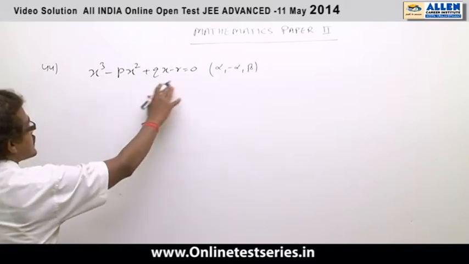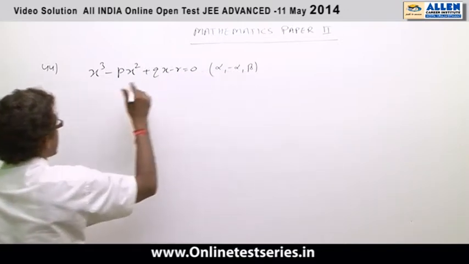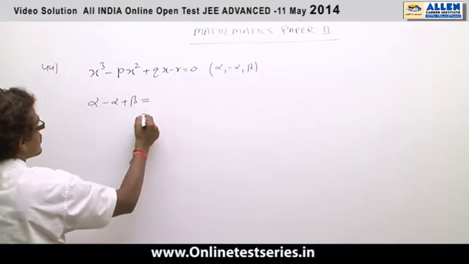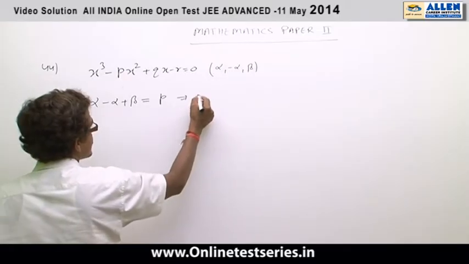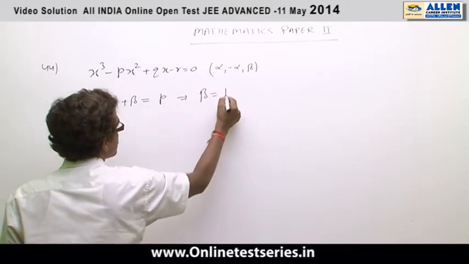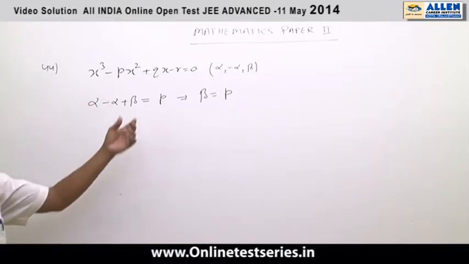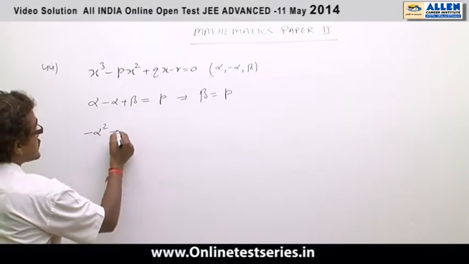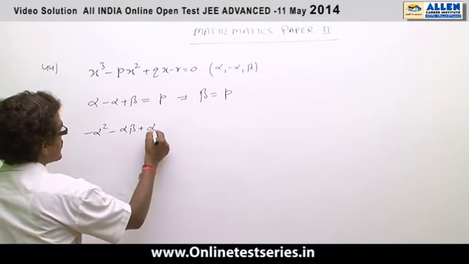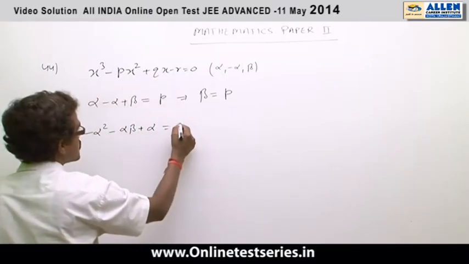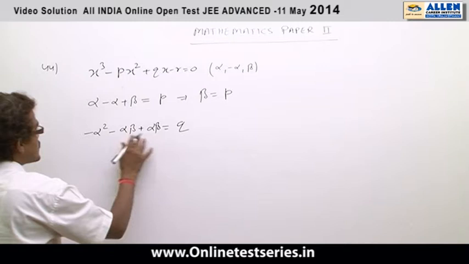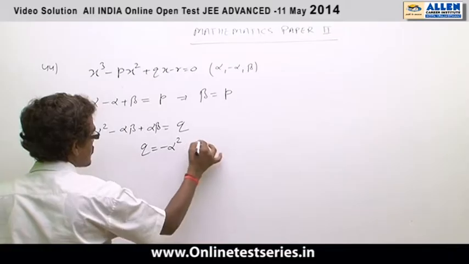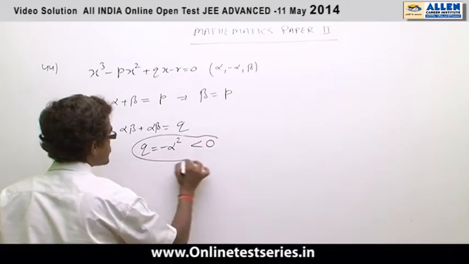So from this equation and the pattern of roots, we can conclude that the sum of roots alpha minus alpha plus beta is equal to p. So from this we can conclude that beta is equal to p, and the sum of products of roots taking 2 at a time, minus alpha square minus alpha beta plus alpha beta, is equal to q. So now from this equation we can conclude that q is equal to minus alpha square, which is always a negative number.